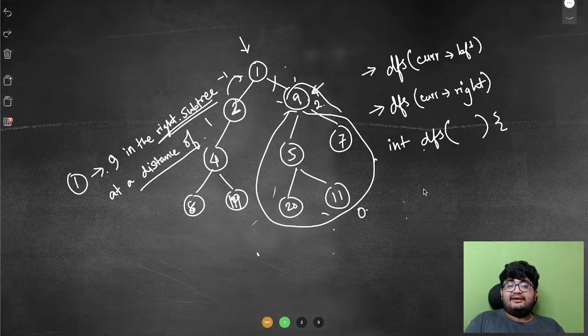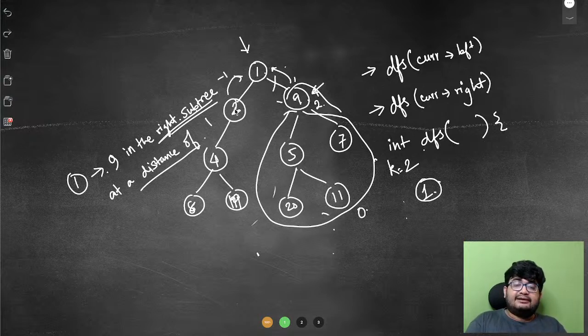Outside the subtree, what will we send? We'll send k minus 1 from here. K minus 1, that is outside of 9, it returns to 1. K is 2 right now, so k minus 1 is 1, that is, from 1 we can visit a distance of 1 more, and those will also be included. In which direction? On the left side, because on the right side we have already computed. So we'll just go to 2 and add it to the sum. So plus 2 will be there, which is at a distance of 1.